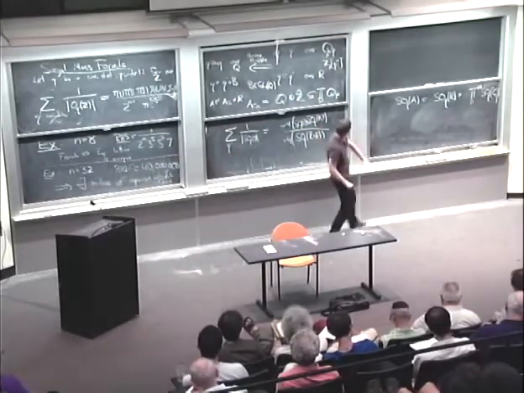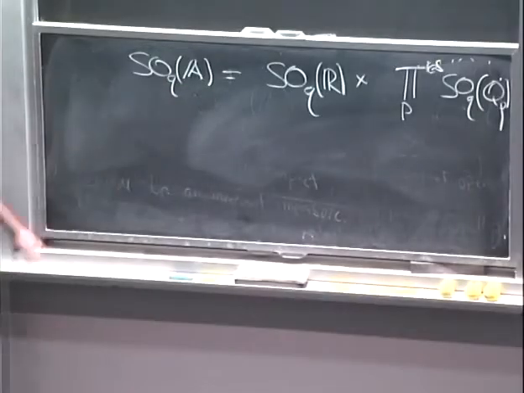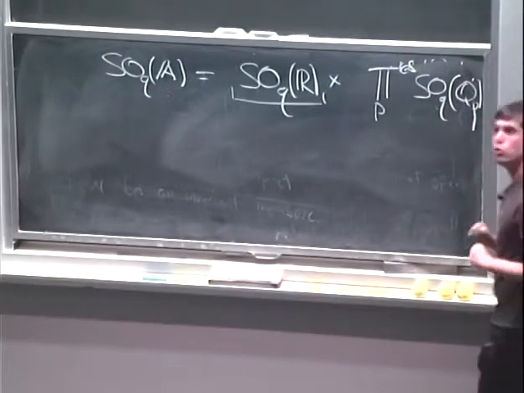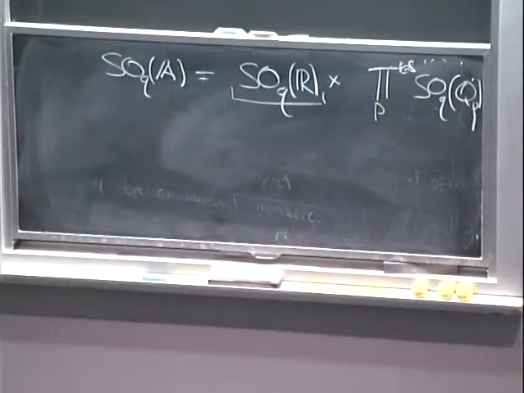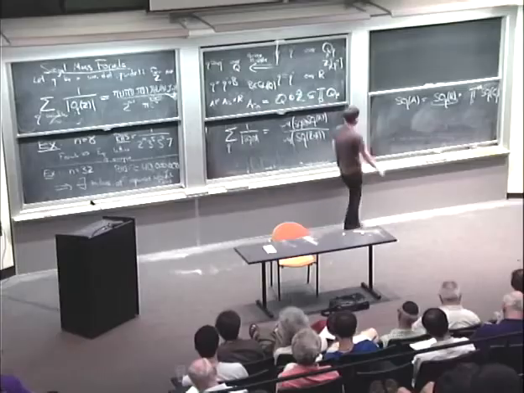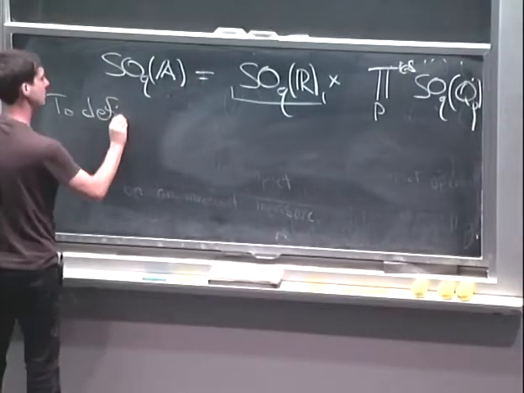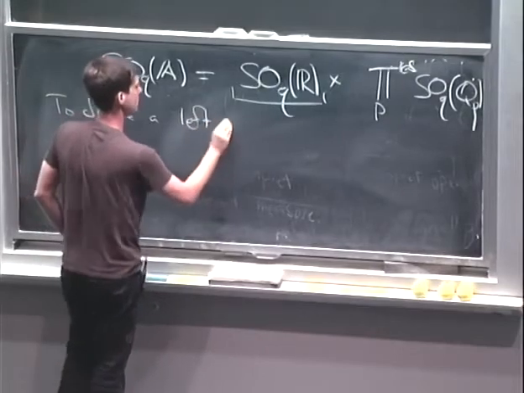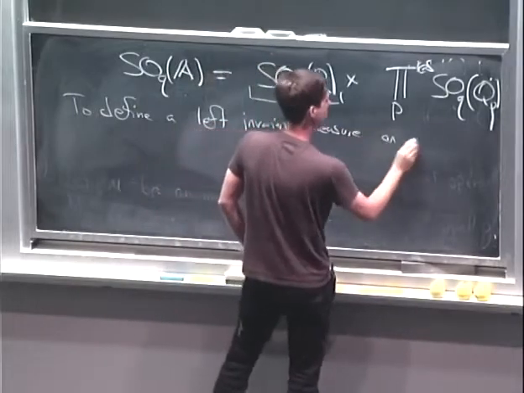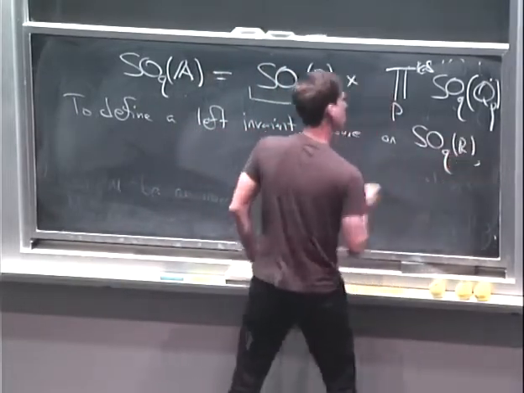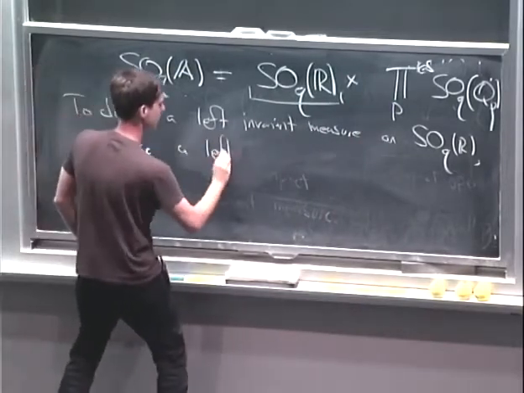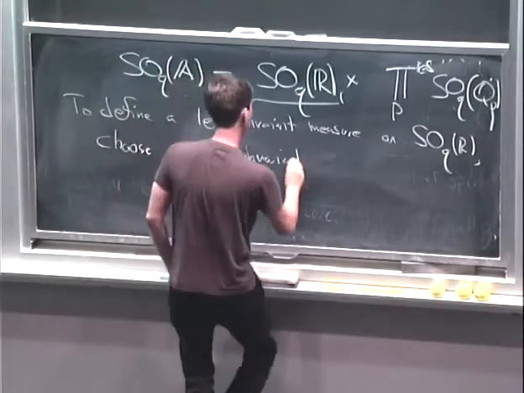So as a first step to defining a Haar measure on this big product, let's just think about defining a Haar measure on this group here. So as I told you before, this is just the usual special orthogonal group of rigid motions of Euclidean space. It's a compact Lie group of finite dimension. So to define a left invariant measure on SO_Q of the real numbers, well, you can choose a left invariant differential form of top degree.